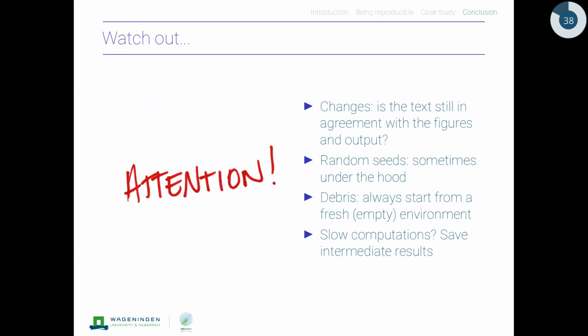Of course, what you need to watch out for is that if you change something in the data, then everything changes, but you should remember that the text doesn't change. So if you say it's clear that method A is working better than method B, you change something in the data and suddenly this is no longer true, you have to change the text as well.